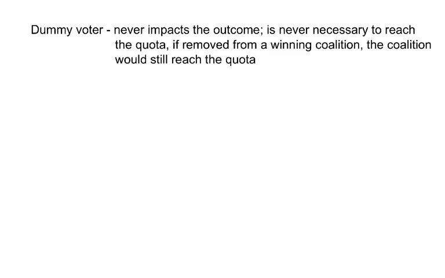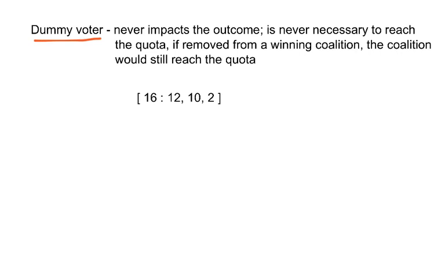The final term that we're going to look at is known as a dummy voter. This is the one that's typically the most difficult for students. A dummy voter never impacts the outcome of a vote. They're never necessary to reach the quota, and if they're removed from a winning coalition, that coalition would still reach the quota. Let's look at an example.